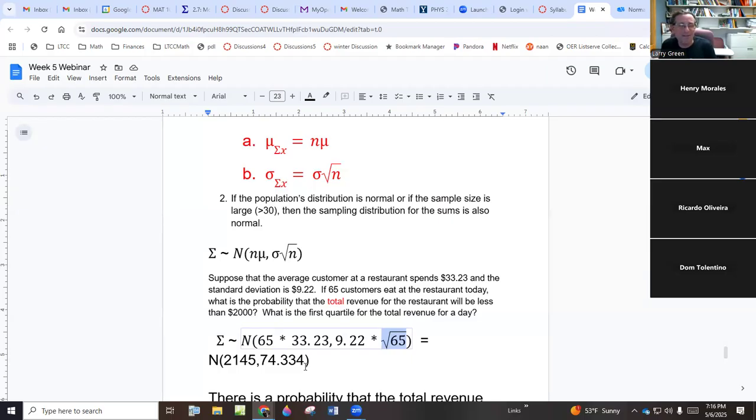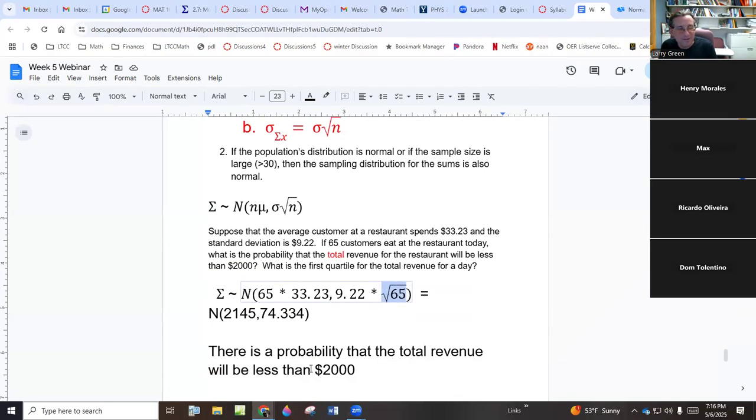Now we want to find out the probability that the total revenue will be less than 2,000. How am I going to find that out?